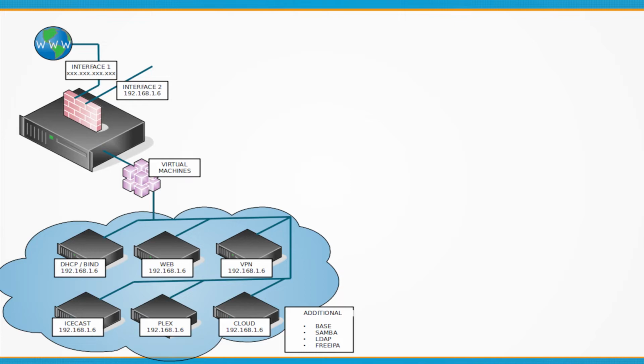The VMs are connected back to interface 2. There is no host network connection from the VMs to the host. Everything has to go through interface 2, through the firewall, to the World Wide Web, or vice versa. If we want to connect to our network from the World Wide Web, we go through the firewall and connect to our virtual machines.